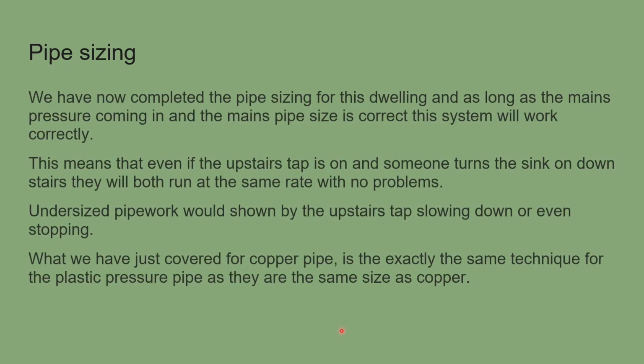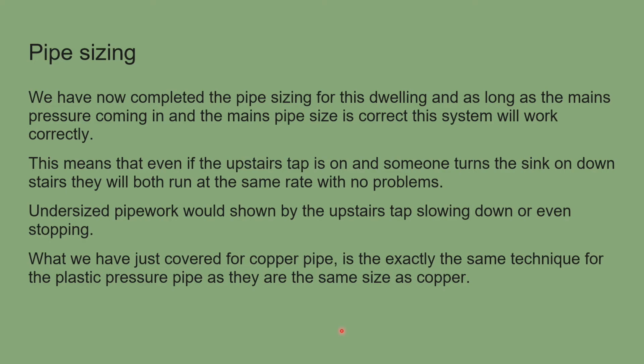Now, when it comes to plastic and the copper, we use exactly the same technique. We use exactly the same table for pressure pipe. It won't affect it in any way. So you should be fairly safe on that situation. Now, if you sized all these correctly, this property should work beautifully as long as the mains pressure coming in and the flow rates are correct from the water undertakers. They haven't turned it down because they've got too many leaks in the streets and things like that.